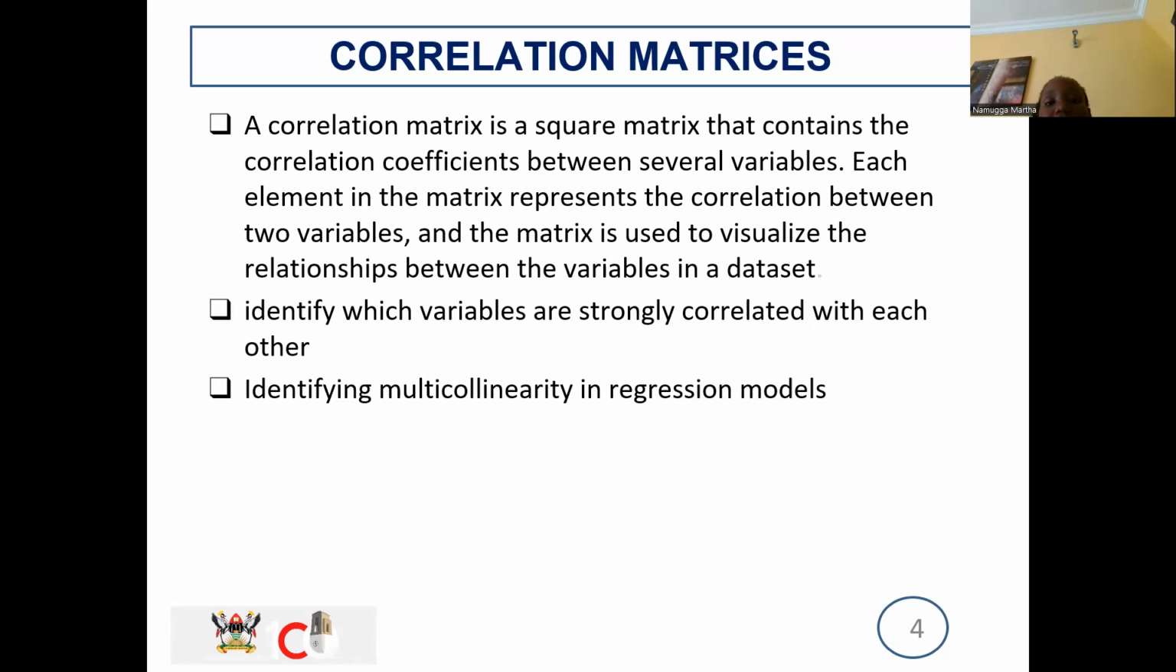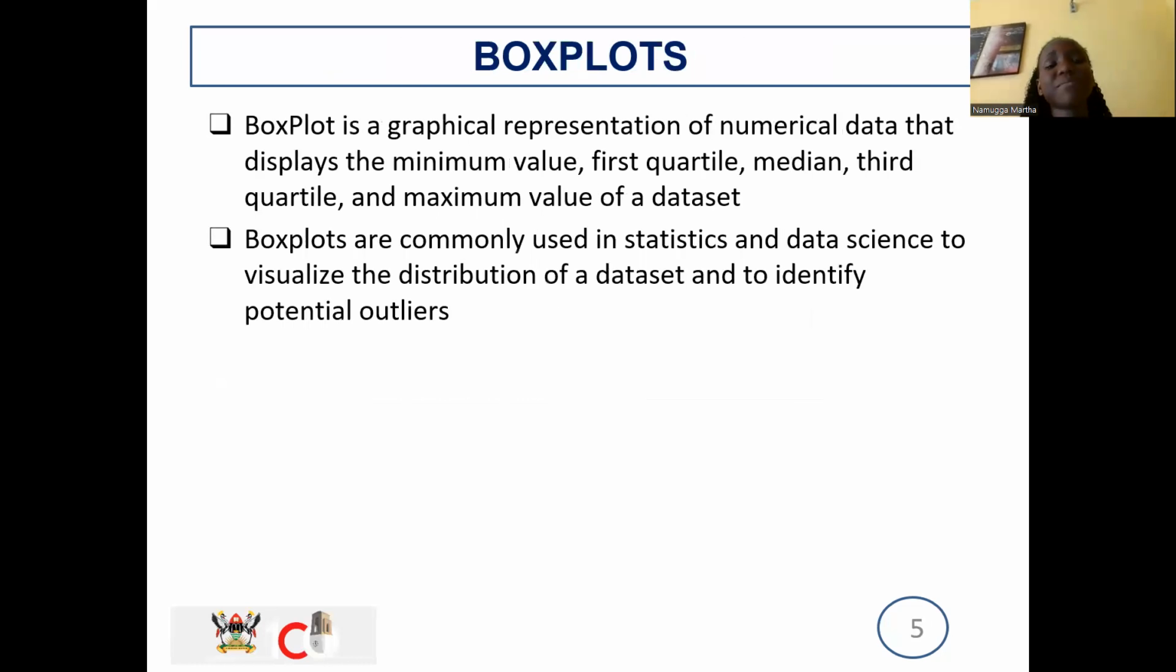My data is images. So I only have my image mapping to a label, so it's going to be very difficult to sort or to plot this, because I only have one column. The relationship is between those two. So what's the use of a correlation matrix? A correlation matrix helps us to identify the variables that are strongly correlated, and it also helps us identify multicollinearity in regression models. So when we go to box plots, what is a box plot?